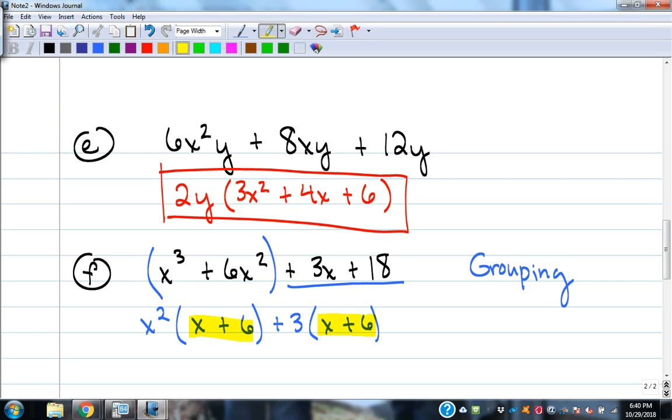Notice that these 2 little parentheses here are the same. That means things went right. Okay? Now, we're not done yet. That's GCF once. Now, what does this part have in common with this part? X plus 6. They both have x plus 6. What that means is the factors are x plus 6 and x squared plus 3.